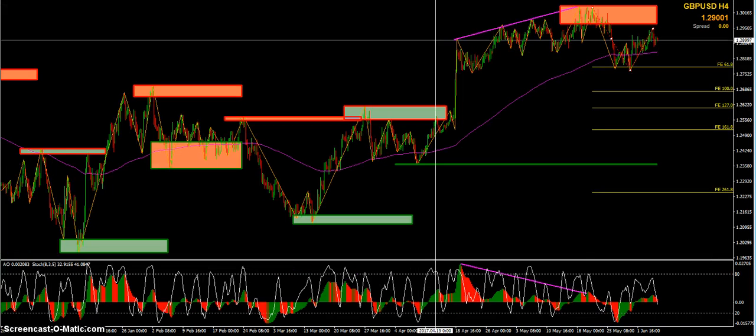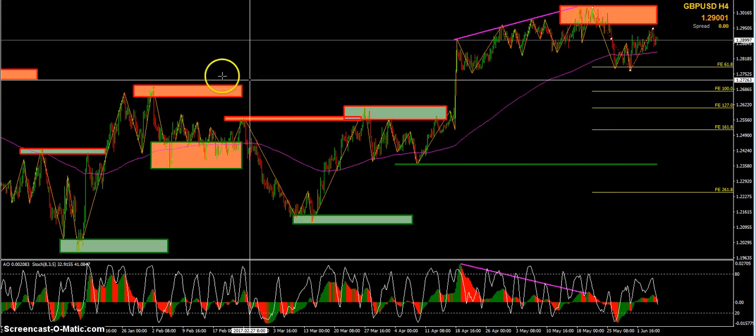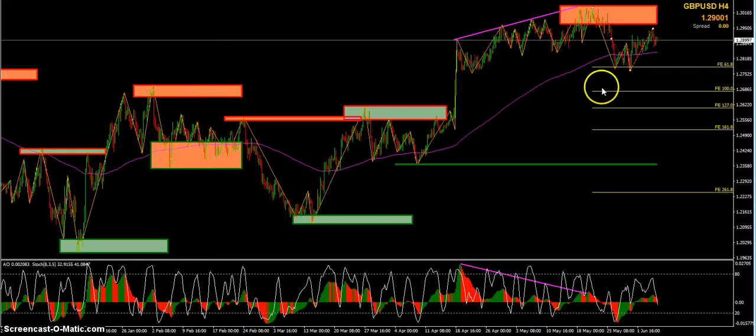And if I zoom out a little bit more, that 100 level matches up with this daily DSR zone here. So that will be a good 1 to 2 risk to reward.